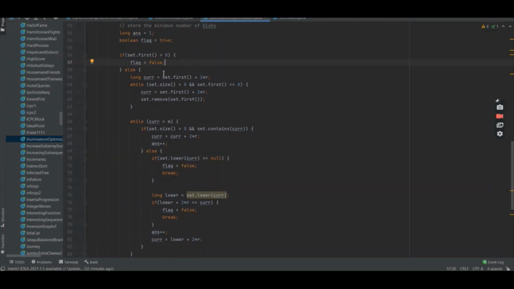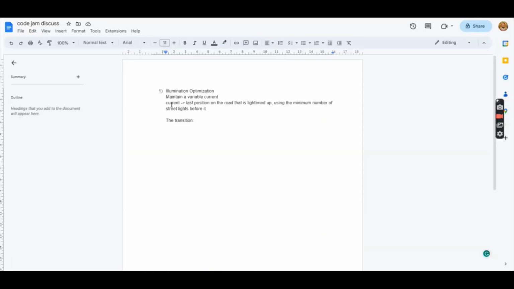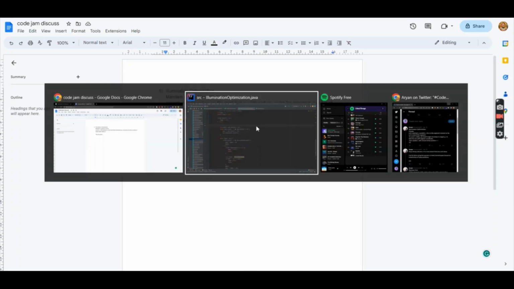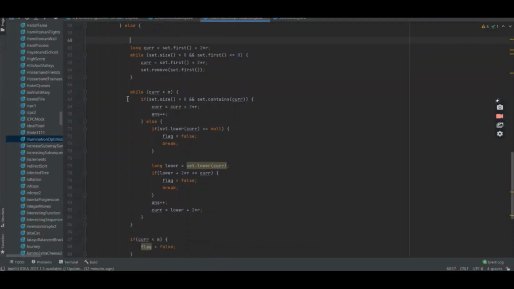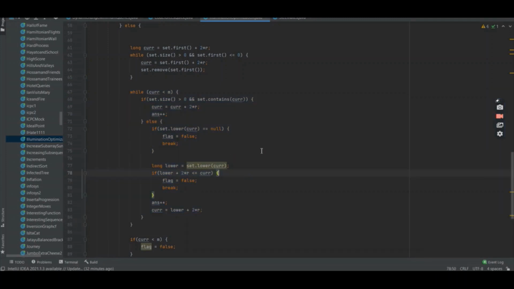Now we are going to maintain a current variable. This is the same variable I was talking about in here. It is the last position of the road that is lightened up using the minimum number of street lights before it. So you can just traverse the entire array, with the conditions, and think and write some test cases. Let me just pause it.